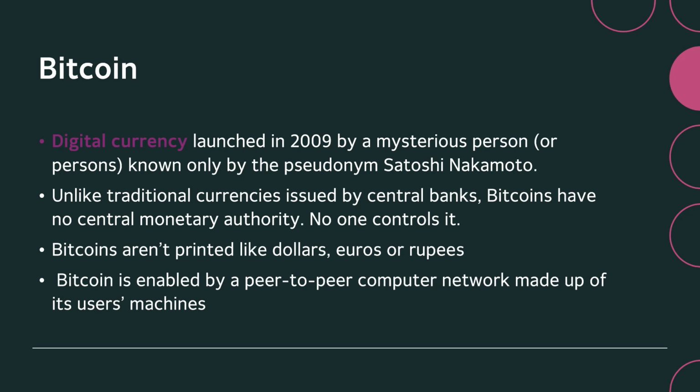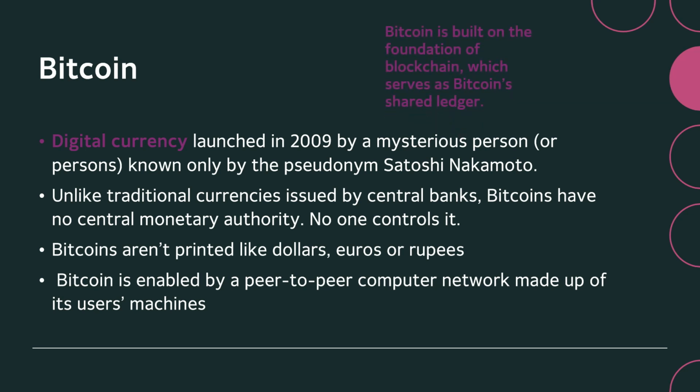Unlike all our traditional currencies, which are issued by a central authority, whether it is a dollar or a pound or a rupee, all of these hard currencies have a central authority or a bank which issues them. But for Bitcoin, there is no central authority, no one controls it. They are not printed. As I said, they are virtual, digital currencies, not hard currencies. And the way Bitcoin works is it is enabled by a peer-to-peer computer network which is made up of different user machines. It's virtual money floating around a peer-to-peer computer network. So that's Bitcoin.